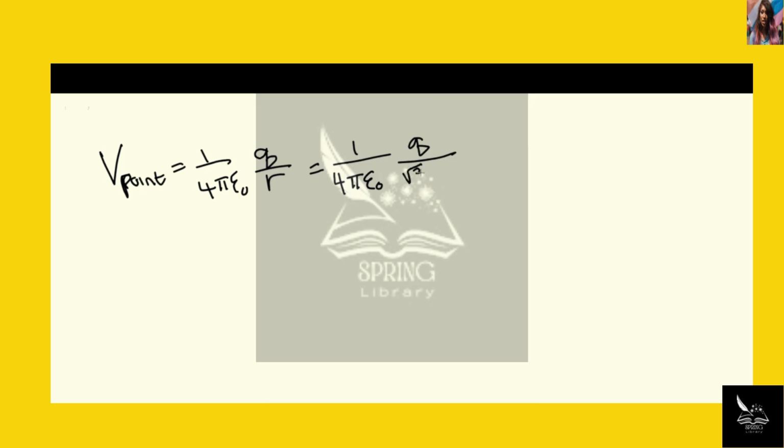Now, recall that the potential due to a point charge, V_point, is equal to 1 over 4 pi epsilon naught times q over r, where q is the charge, r is the distance away from the charge. So for all of our charges, we can insert the distance from the corner to the center, which we just found. So we got (√3/2)l. Simplify it down a bit.